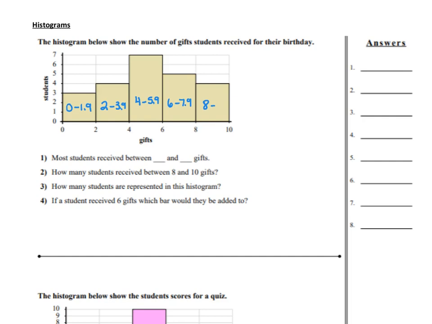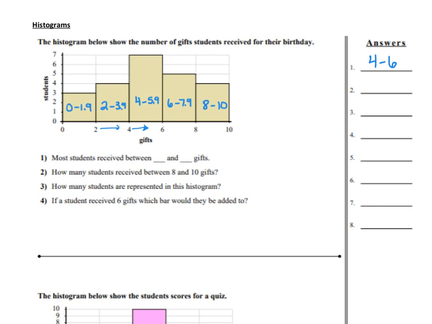And so this one's really 8 to 10, because 10 is where we end. So that 2 is always referring to the next one, the 4 is referring to the next one. So keep that in mind when we answer these questions. 1 says, most students received between blank and blank gifts. So basically, which frequency was the highest? The highest was 4 to 6 gifts. Now, if you wrote 4 to 5.9, that's okay too, but really that range is kind of 4 to 6. But keep in mind that if they ask which one 6 fell into, it would fall into this one, not this one.